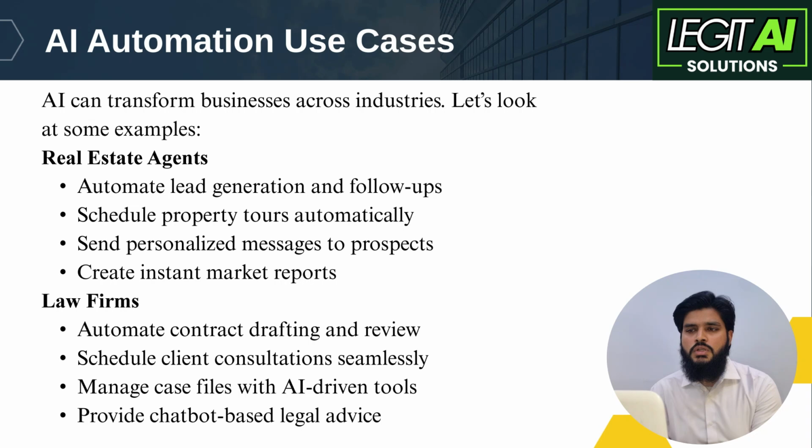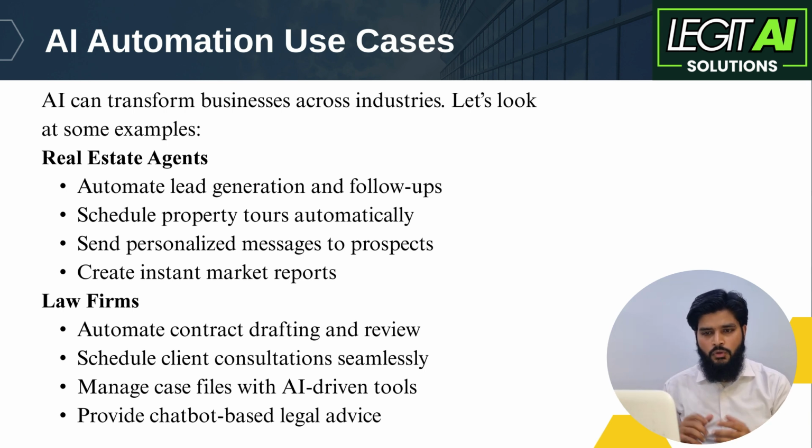Now we'll go through the use cases of AI automation. So AI can transform businesses across industries. Let's look at some examples. In real estate, AI automation will automate lead generation and follow-ups, schedule property tours automatically, send personalized messages to the prospects, and create instant market reports.